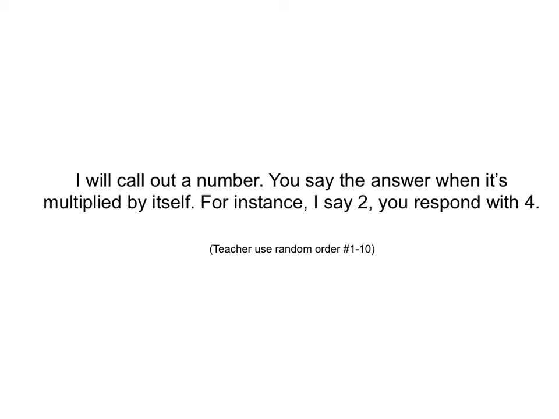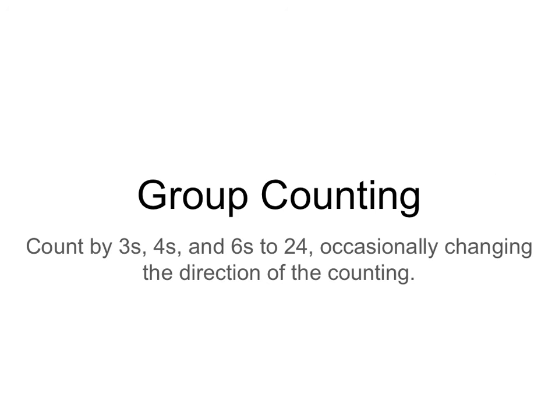These are things that we really want you to be able to do. Basically you're squaring the number. If you have 2 across, 2 down, you're building a square. So that's multiplying the number by itself. You should hopefully have that somewhat. Next thing we're going to do is group counting.